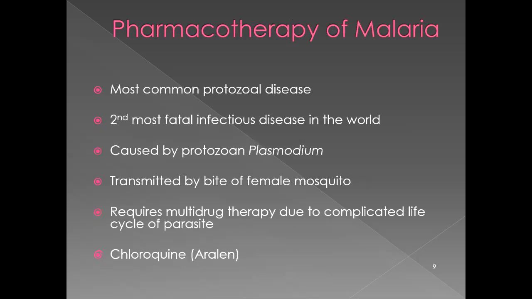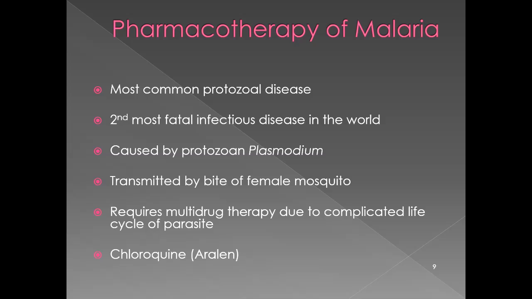So, pharmacotherapy of malaria. Malaria is the most common protozoal disease and the second most fatal infectious disease in the world, and it's caused by the protozoan Plasmodium. It's transmitted by the bite of a female mosquito, and once in the body, it multiplies in the liver and then moves into the blood. There is a nice diagram in your book if you want to see how that works. It goes into a little more detail, but that was just a short snippet of how it works.